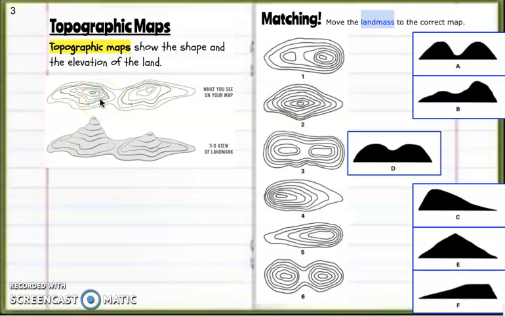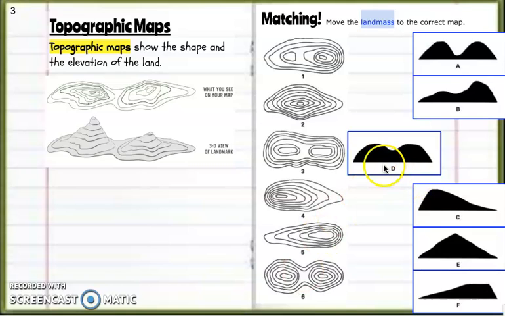But now what you're going to do, just by looking at the map, is match the correct landmass. I want you to envision that you're floating above the landmass. How would it look? Because basically a topographic map is that view downwards, that bird's eye view.